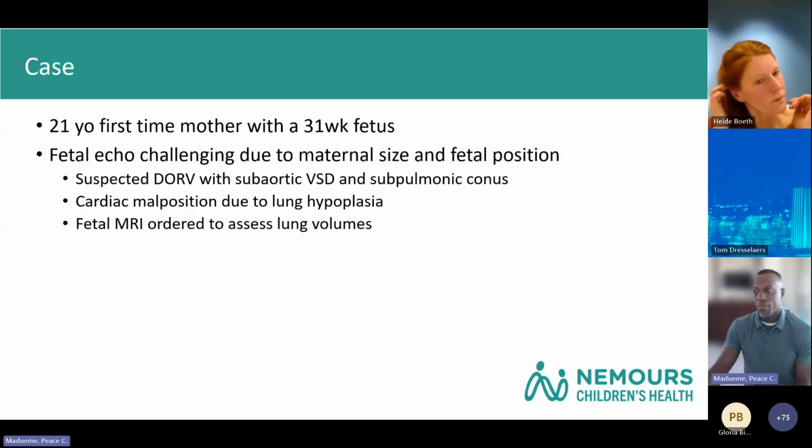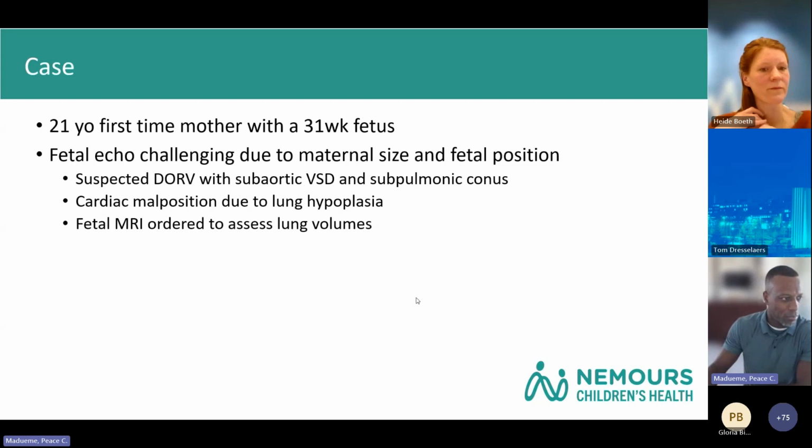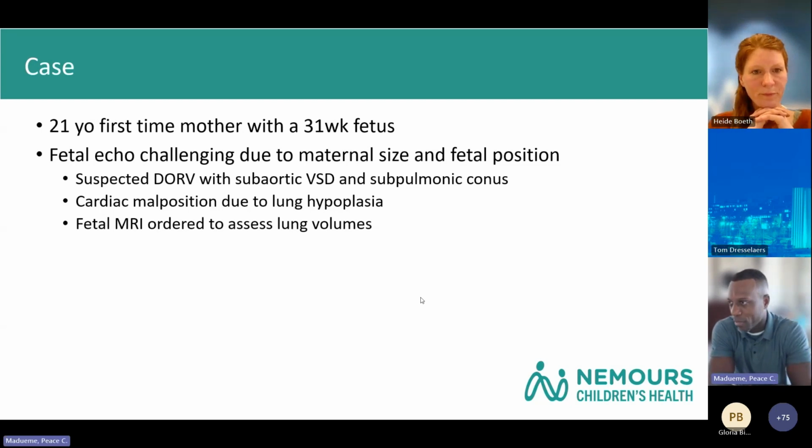The case that I'm going to present is a 21-year-old first-time mother with a 31-week fetus. The fetal echo was challenging due to maternal size and fetal position, but was suspected to have double outlet right ventricle with a subaortic VSD and a subpulmonic conus. There was cardiac malposition due to left lung hypoplasia, and a fetal MRI was ordered to assess the lung volumes.